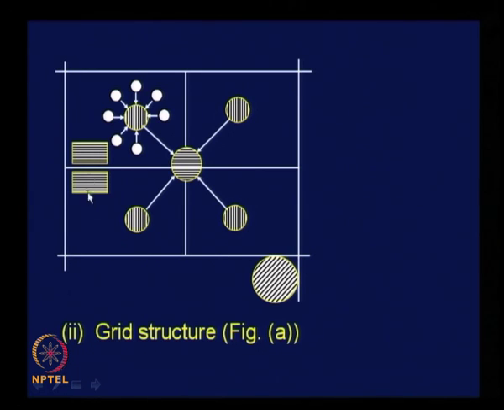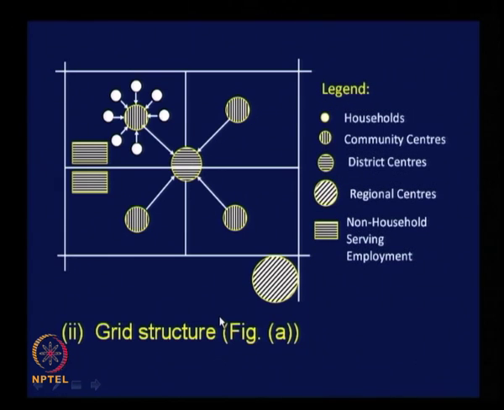And the non-household serving employment, as we have seen in the previous case, are located as close to the main arterial or expressway route as possible, but without any connection to the hierarchy of the service centers. Clear? Of course, the legends are the same as we have seen earlier, nothing different; the same legends are used here.